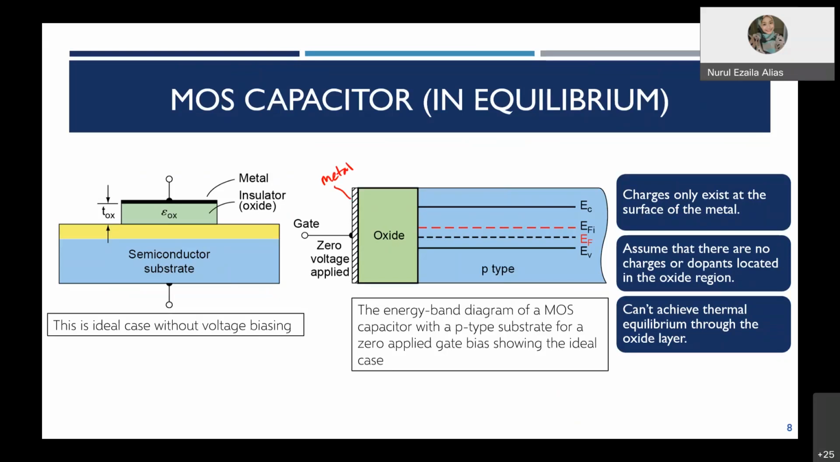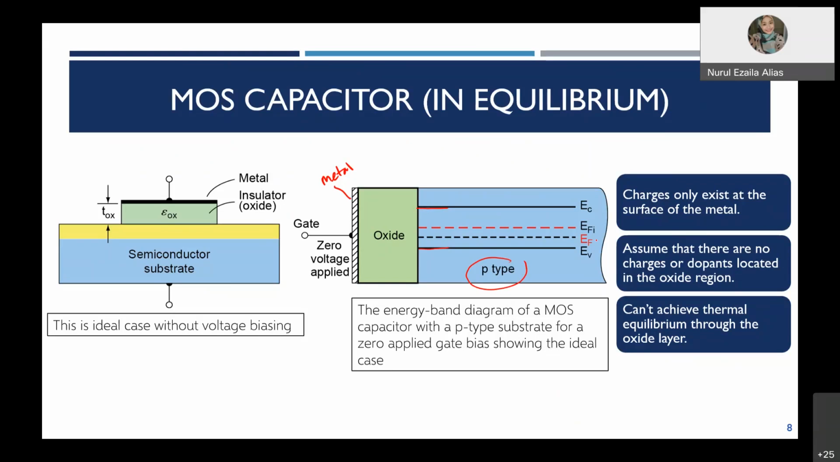All right, so we assume there are no charges because there is no voltage supply and no dopant located at the oxide. At this point we achieve thermal equilibrium through the oxide layer. As we can see, the energy band diagram is a straight line, with no bending. This one is for the case of p-type.